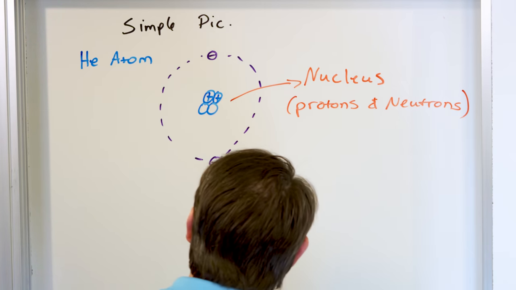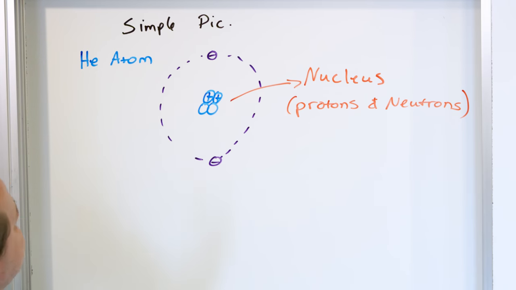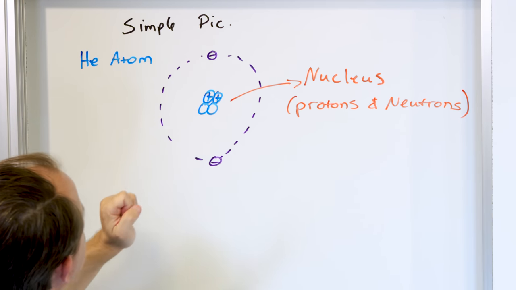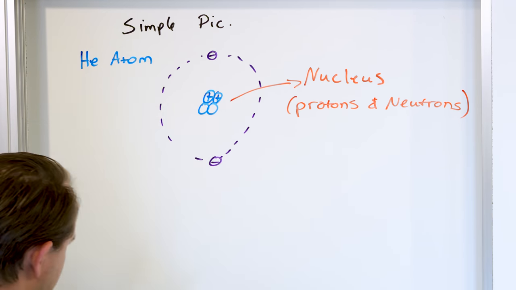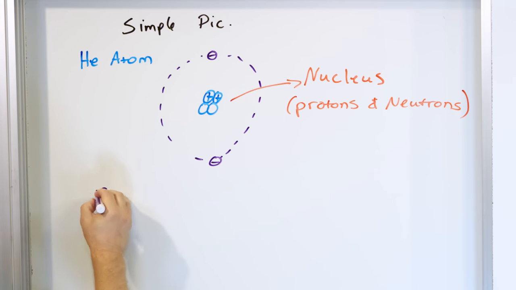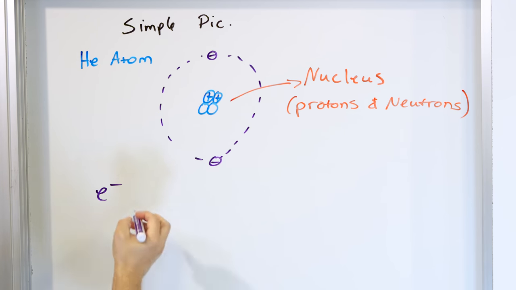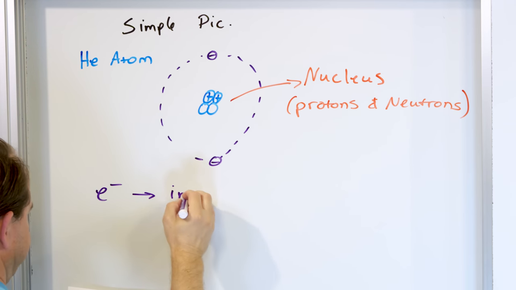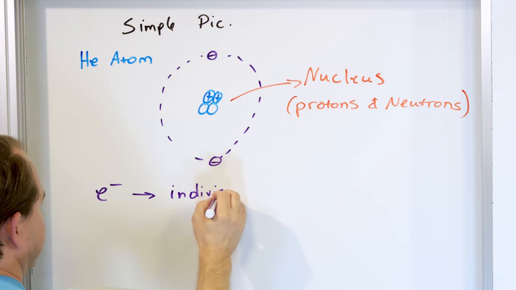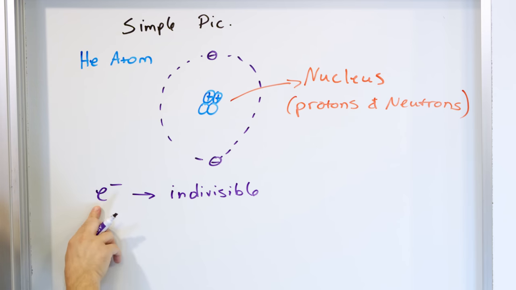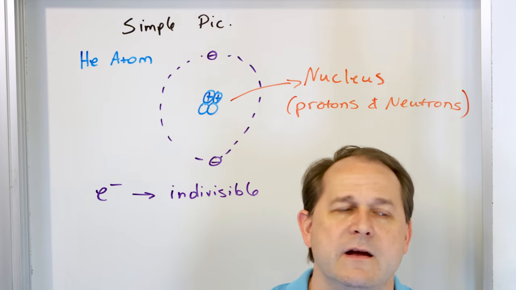Now it's natural to ask, all right, this is what an atom is made of. What are electrons made of? What are protons made of? What are neutrons made of? In our current understanding today, 2022, electrons are indivisible. That means we cannot break an electron up into a smaller thing.